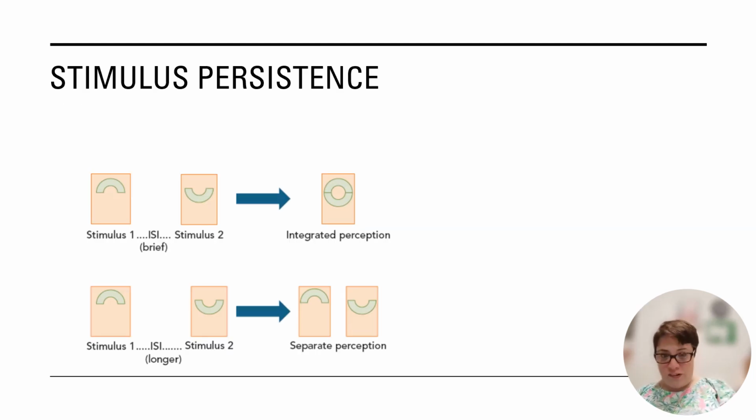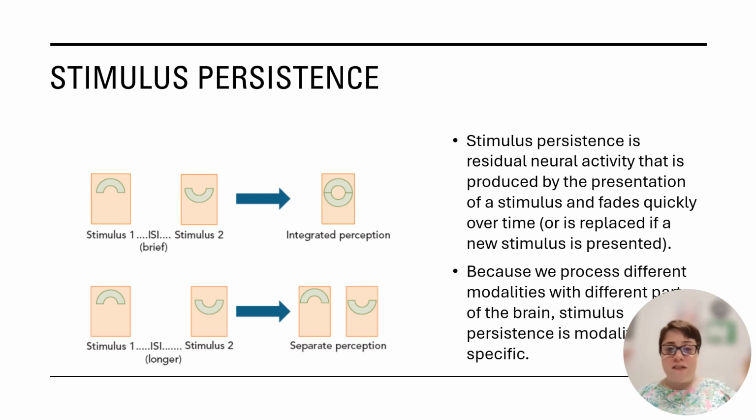So stimulus persistence is residual neural activity produced by the presentation of a stimulus, and it fades quickly over time. Because we process different modalities with different parts of the brain, stimulus persistence is modality specific, right? So visual stimulus persistence has been studied in the visual modality using temporal integration paradigms.